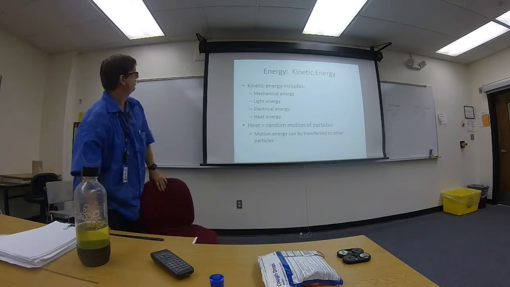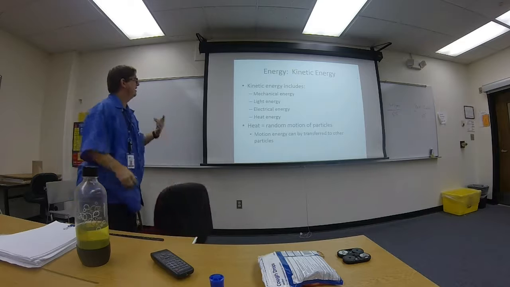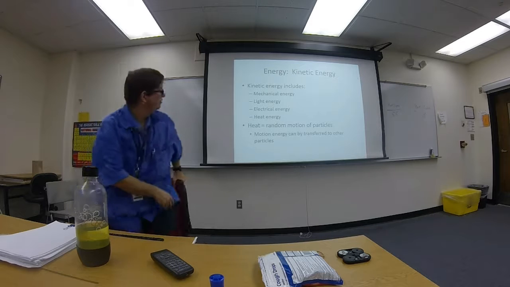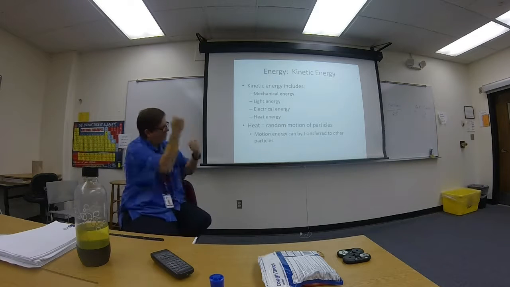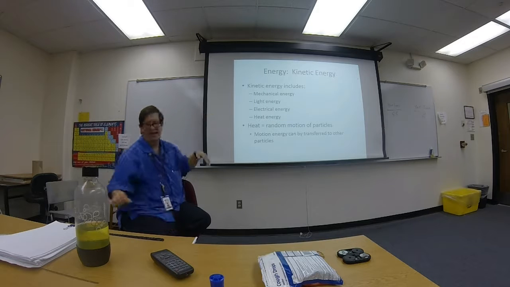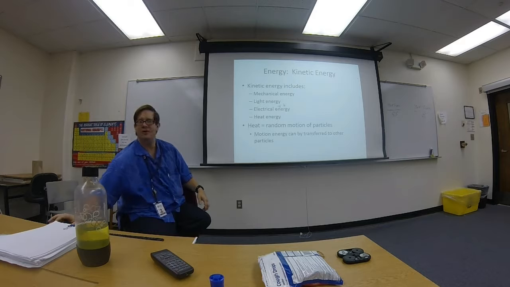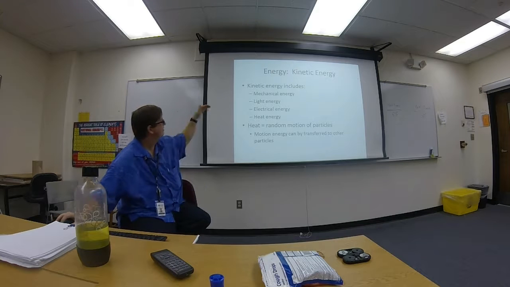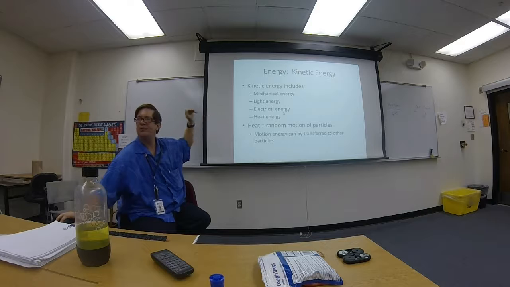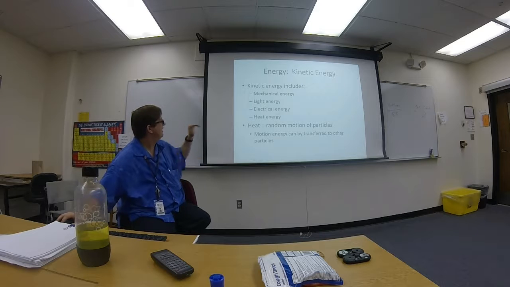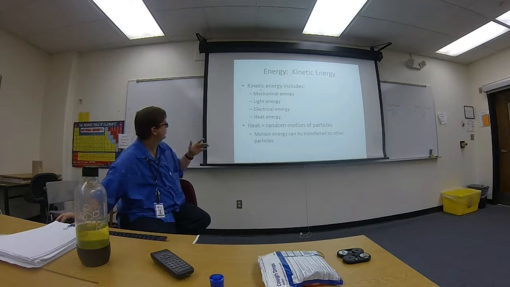All right, so that's not scary. Types of kinetic energy. You could have mechanical energy, like the pistons in your car moving up and down. You could have light. How is light a form of kinetic energy? Well, movement of photons, right? Photons are moving. You could have electrical energy. That's the movement of electrons, okay? You could have heat. That's the movement of all kinds of molecules. All of those are forms of kinetic energy.